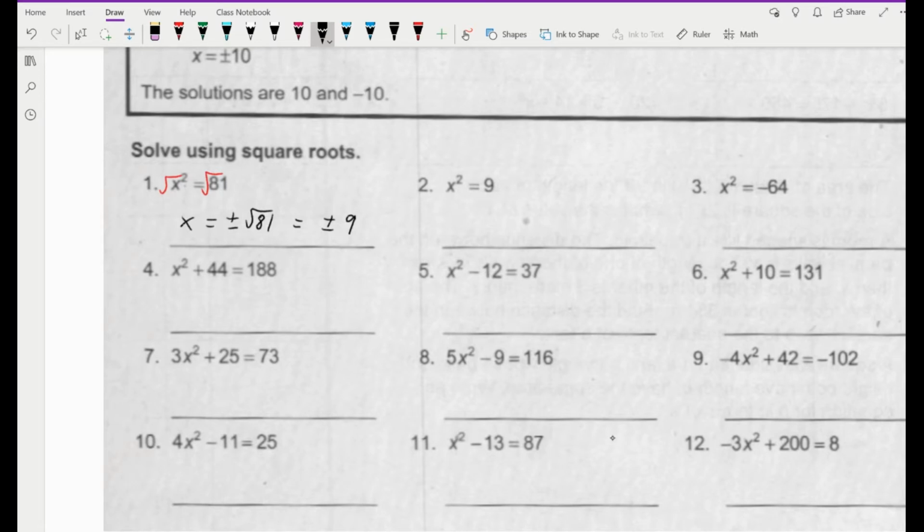For number 2, we take the square root of both sides, and we'll get x is equal to plus or minus the square root of 9, which of course is plus or minus 3. Now let's look at number 3.